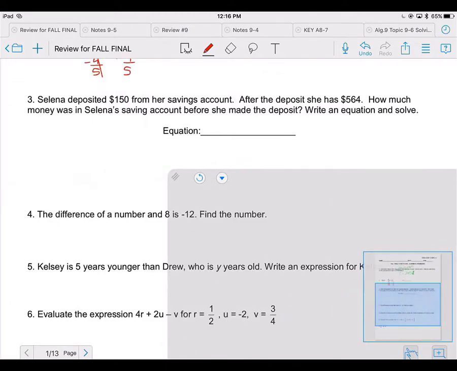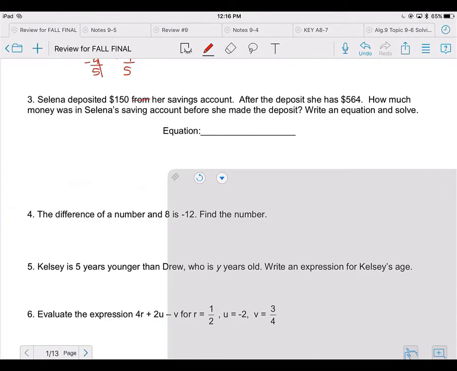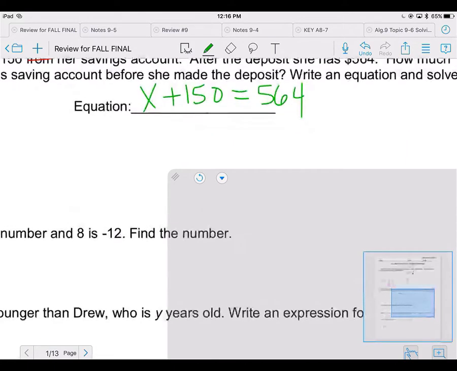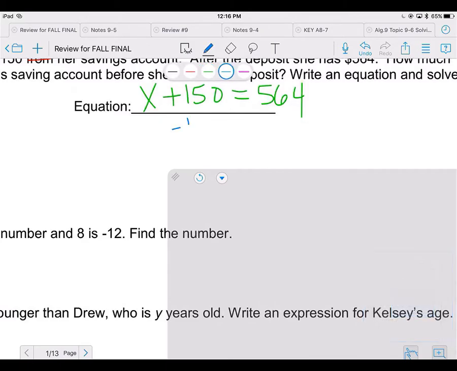Problem 3 says that Selena deposited $150 to her savings account. After the deposit, she had $564. Write an equation and solve. So she has a certain amount of money. She deposits. Deposit means add in money, and after that, she had $564. In order to solve for X, we would subtract 150 from both sides, and X equals 414.